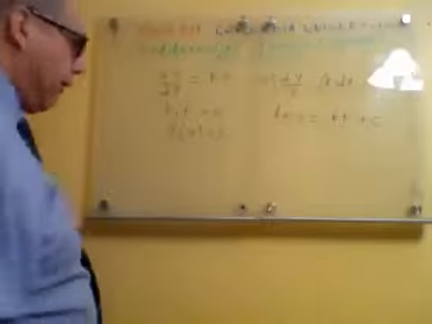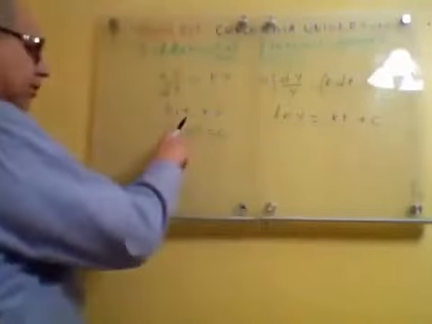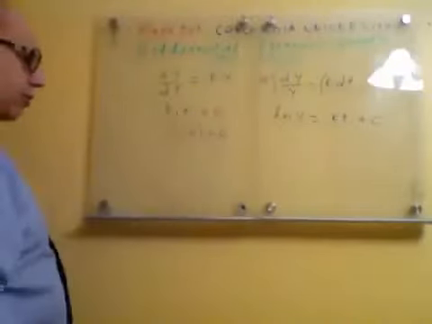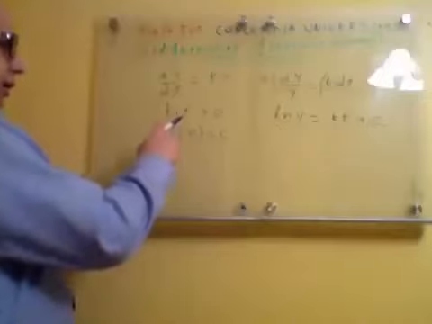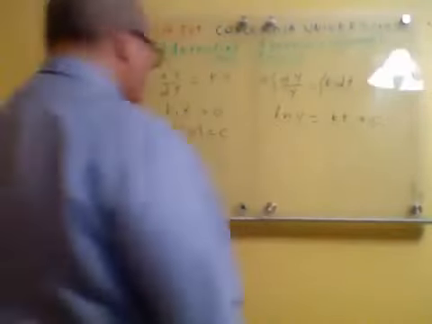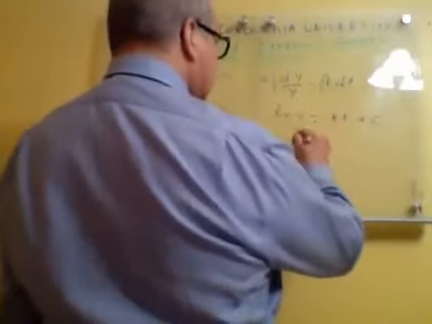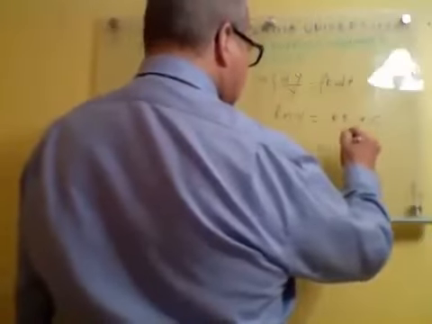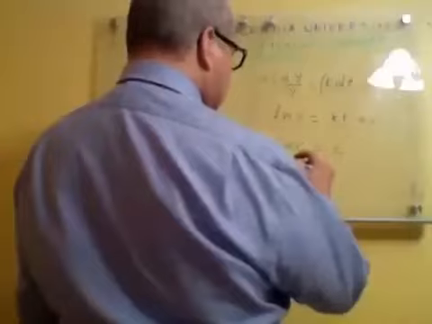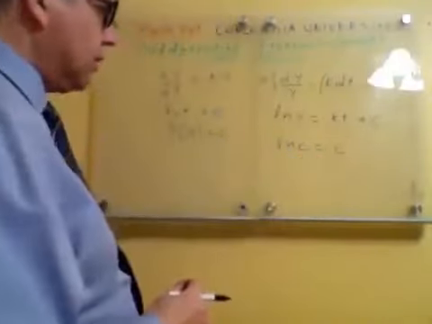And now, if you apply the initial condition, we will have that for t equal to 0, y is equal to c, so that means that ln c is equal to c.